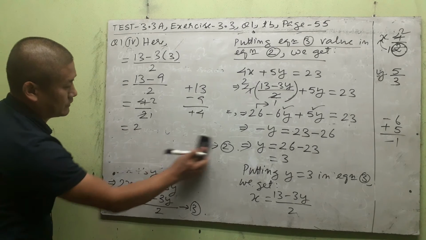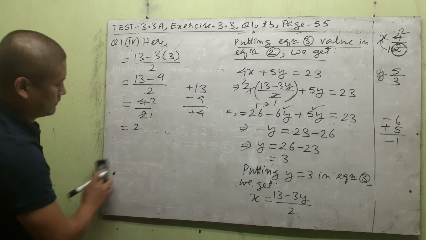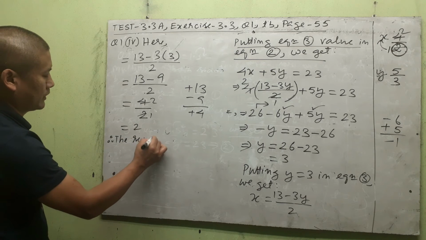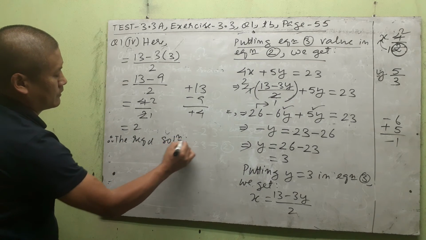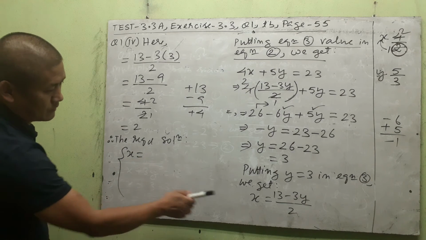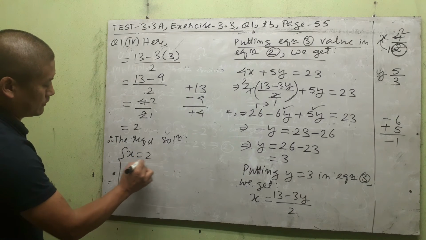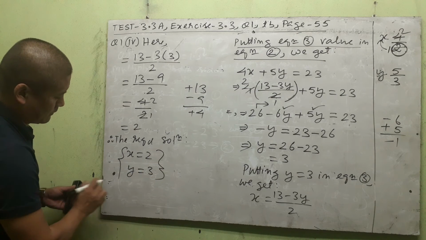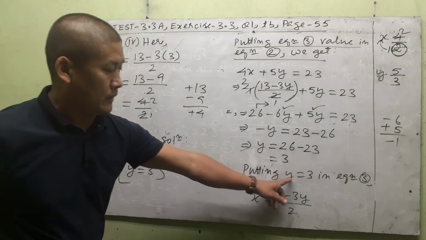So we can write here, therefore, the required solution here. X is equal to, here we got 2, and y is equal to here 3. Y equal to 3 here also.